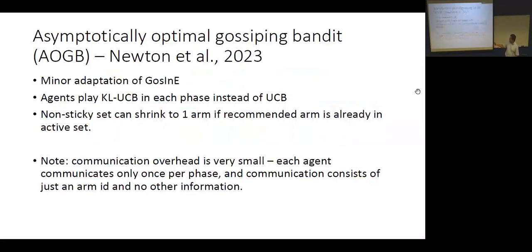And then in the last paper with Reeve and Newton, the only change was to replace UCB by KLUCB. That was the main change. Okay, and then we also said you can shrink the non-sticky set down to one arm if the recommendation you receive is already in your active set. So you can get it to the minimum size. That was a small extra.